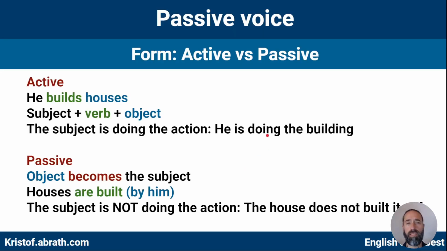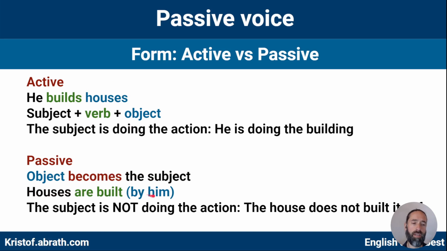So, active versus passive. You already know lots of tenses and you're used to using the active form. So active: he builds houses. You have your subject, you have your verb and your object. So he builds houses. Here the subject is doing the action. He is doing the building. And that's it. So the passive, what happens is that your object, so houses, becomes the subject.